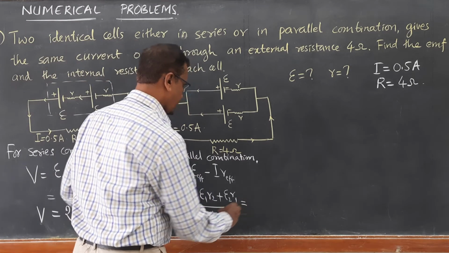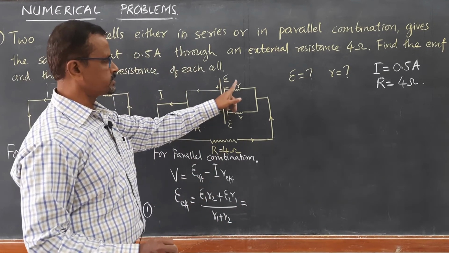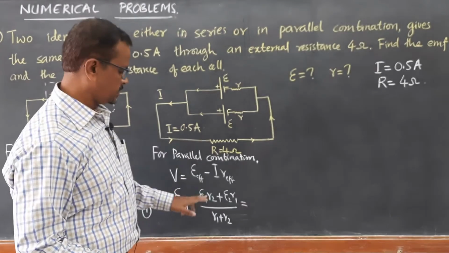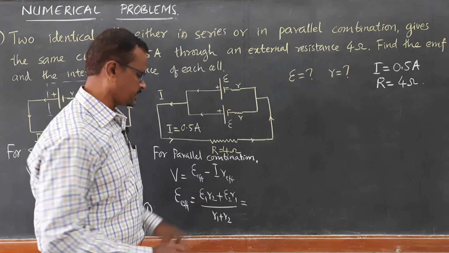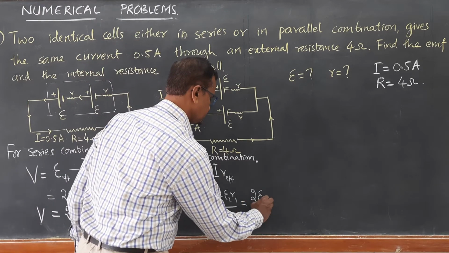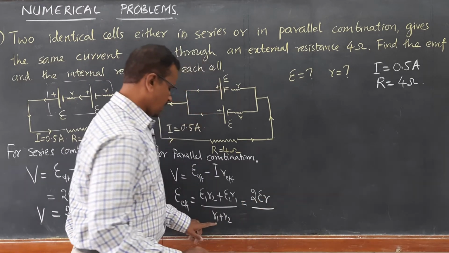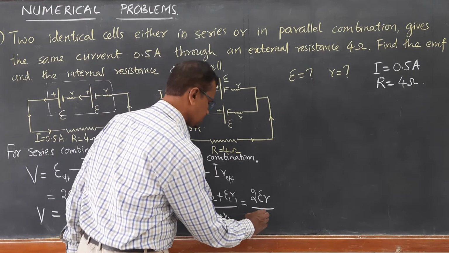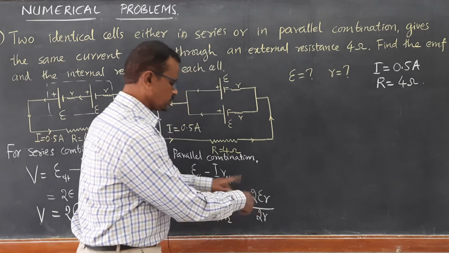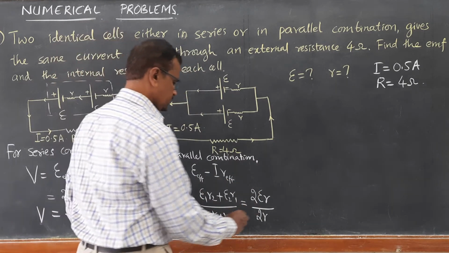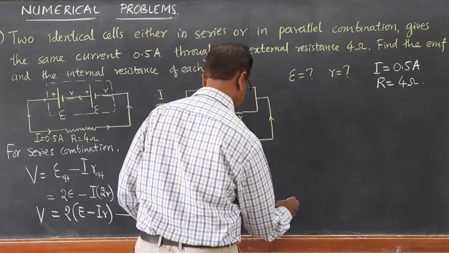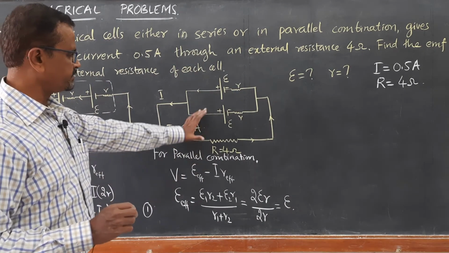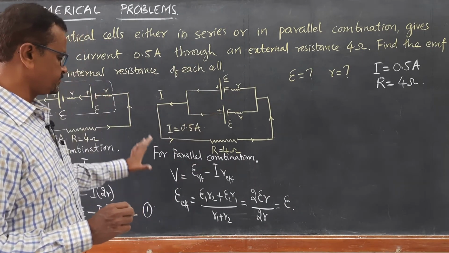So, R1 and R2 are the same here. R1 is equal to R2 equal to R. Therefore, E1 and E2 are also the same. So, it becomes ER plus ER, that is 2ER divided by R plus R. R plus R is 2R. So, 2R cancels. After cancelling, the effective EMF just becomes E itself. Very interesting. Effective EMF just becomes E itself.